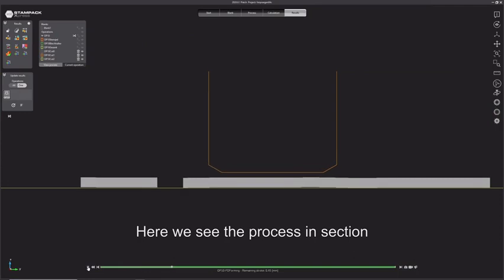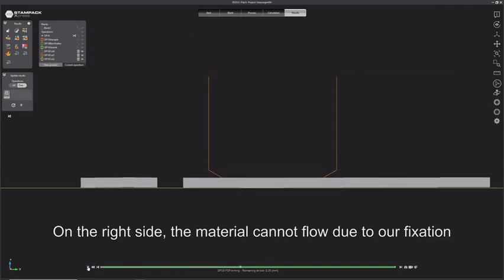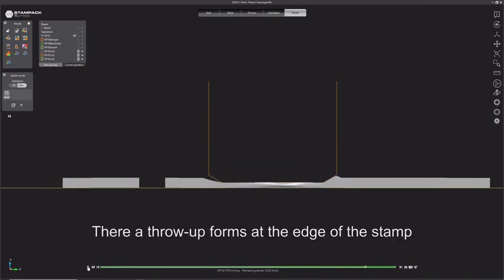Here we see the process in section. On the right side, the material cannot flow due to our fixation. There are throw-up forms at the edge of the stamp.